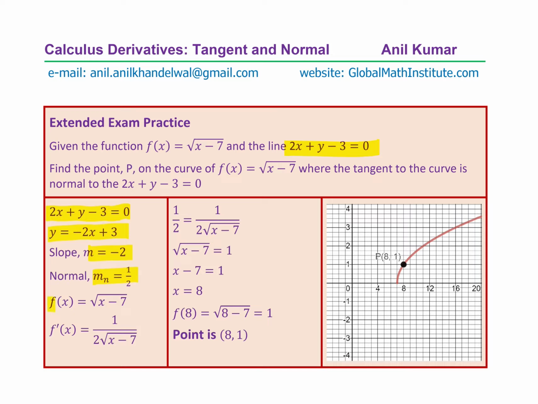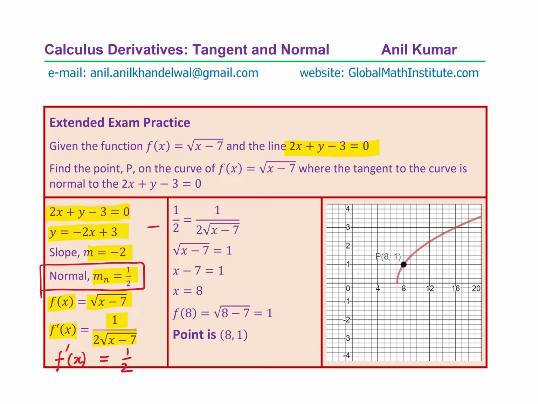So that means that the derivative of the function should be equal to half at the given point P, right? The function given to us is square root of x minus 7. Let's find the derivative, right? The derivative of this function is half of x minus 7 to the power of minus half, which can be written as 1 over 2 square root of x minus 7. Now this slope should be equal to half, right? Is that clear to you?